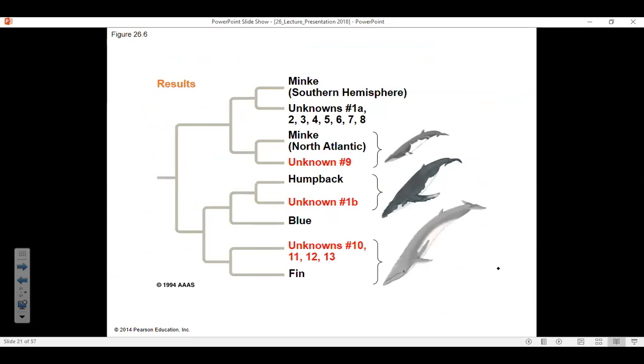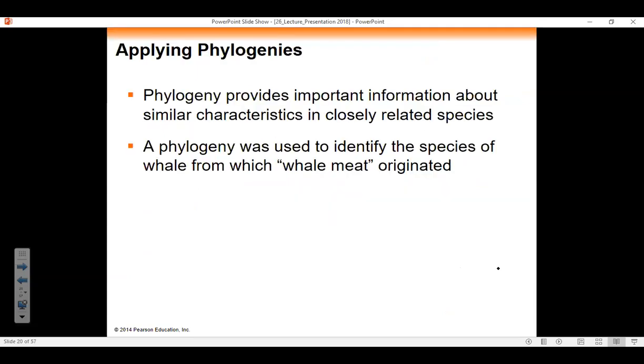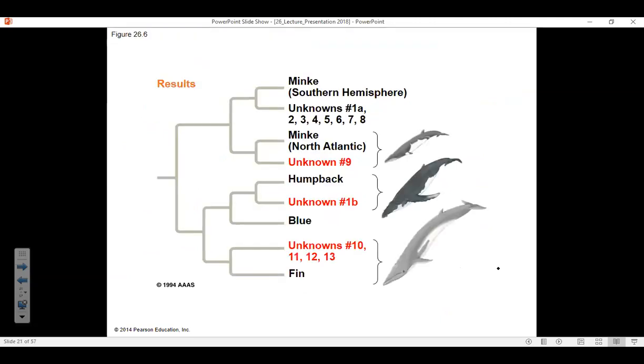So here, this is interesting. This example that was in your book, they used phylogeny to figure out some meat that was being sold in an Asian market. A lot of meat can be sold in an Asian market that is just labeled whale meat. But there are some whales you're not supposed to eat because they have really high levels of mercury. So when they did a genetic analysis of all this meat that was being sold in the market, all these red ones here were actually species of whale that you should never eat because it has too much mercury and it'll give you mercury poisoning. See? Phylogeny could save your life.